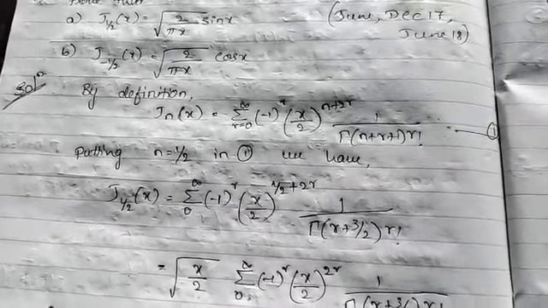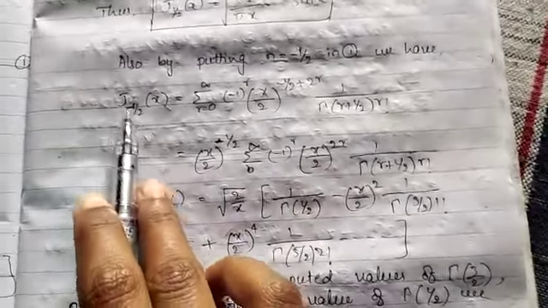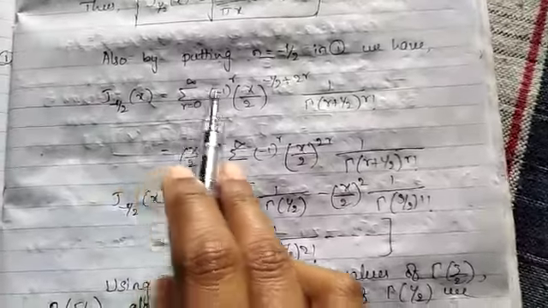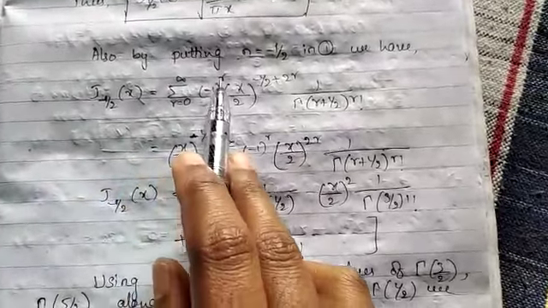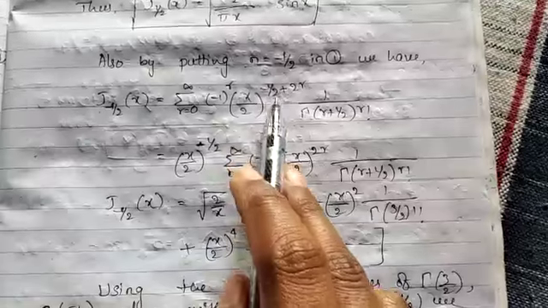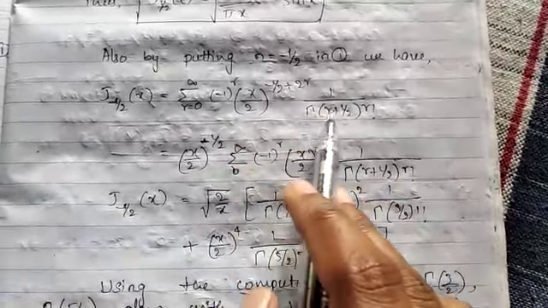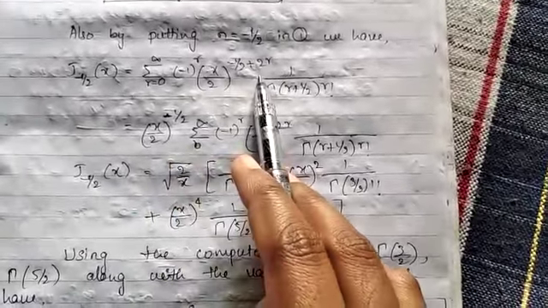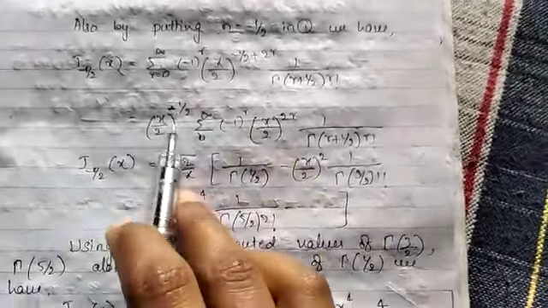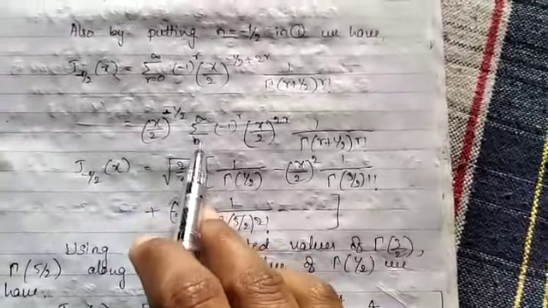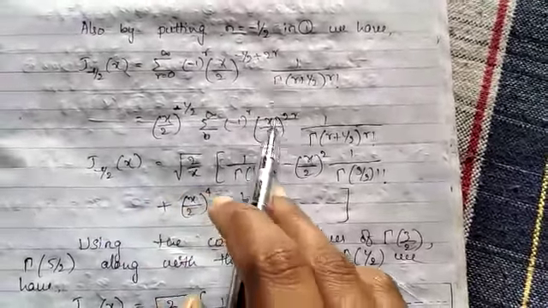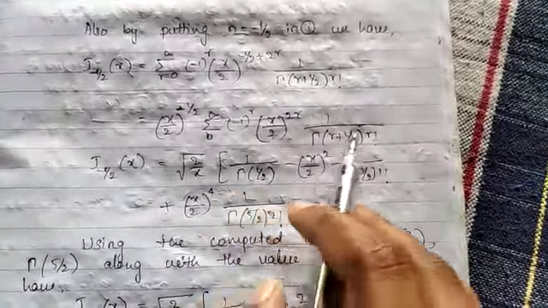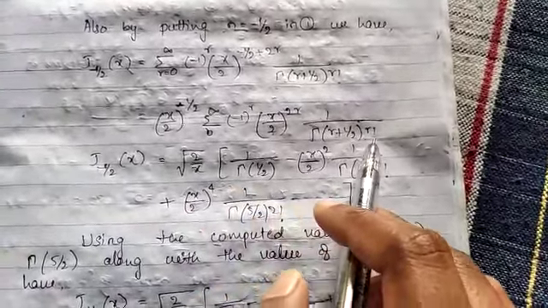Second one, J of minus 1 by 2 of x. Minus 1 by 2 means put n as minus 1 by 2. J of minus 1 by 2 of x is equal to summation of r equal to 0 to infinity, minus 1 to the power r, x by 2 whole to the power minus 1 by 2 plus 2r, 1 divided by gamma of r plus 1 by 2, into r factorial. X to the power minus 1 by 2 taking outside, x by 2 whole to the power minus 1 by 2, summation of r equal to 0 to infinity, minus 1 to the power r, x by 2 whole to the power 2r, 1 divided by gamma of r plus 1 by 2, r factorial.